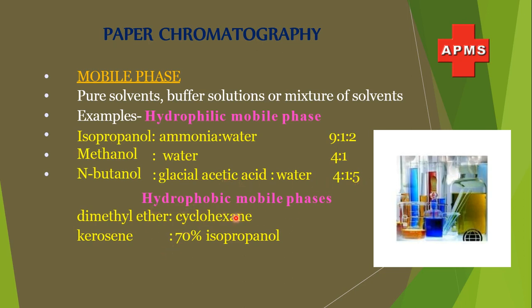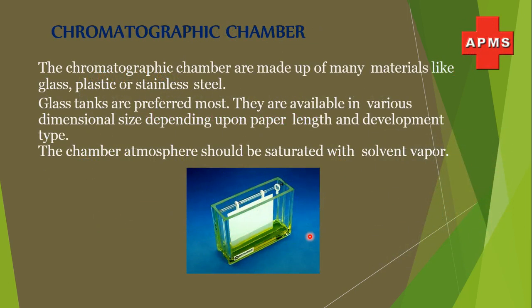And these are hydrophobic mobile phases, which are made using two solvents: dimethyl ether and cyclohexane, or kerosene and 70% isopropanol. So these work as hydrophobic mobile phases. So whether we use hydrophilic or hydrophobic depends on our sample or our experiment, on the nature of our sample.